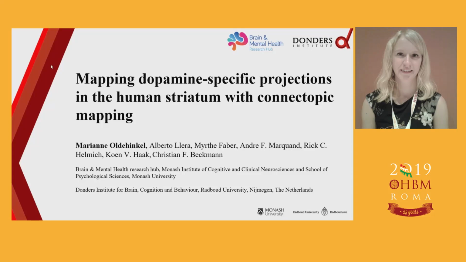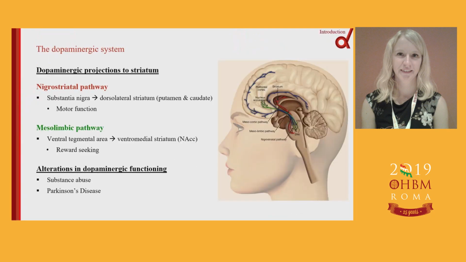Thank you, Christian. So in the work that I will present today, we applied connectopic mapping to investigate dopamine-specific projections in the human striatum. And when considering the dopaminergic system in the human brain, there are basically two main dopaminergic pathways that both connect to the striatum. The first one is the nigrostriatal pathway, indicated in red in the image.